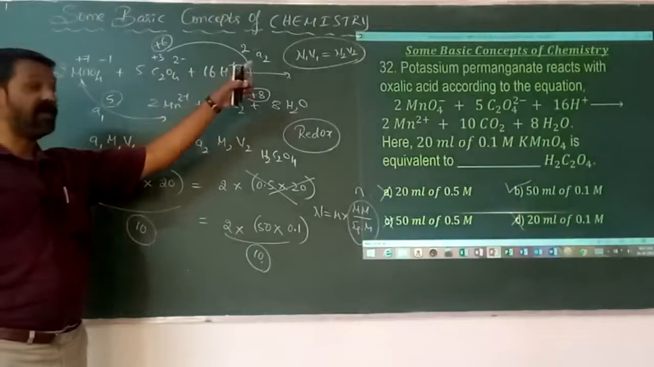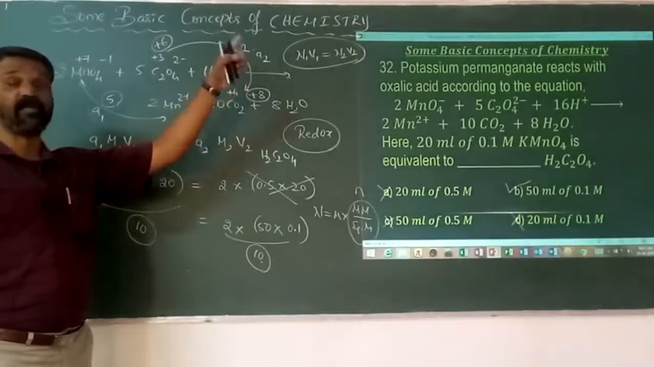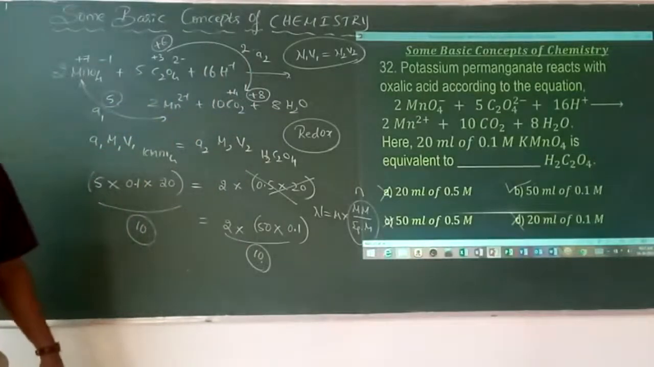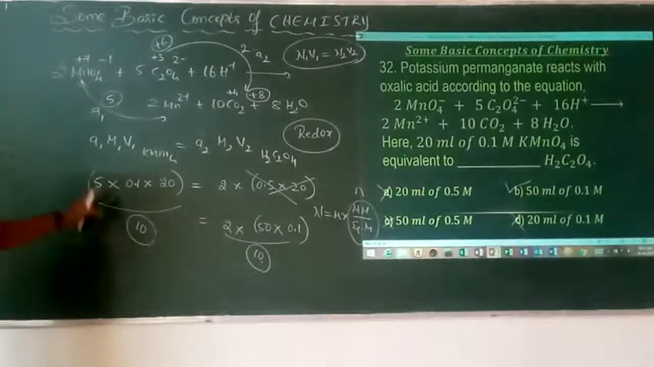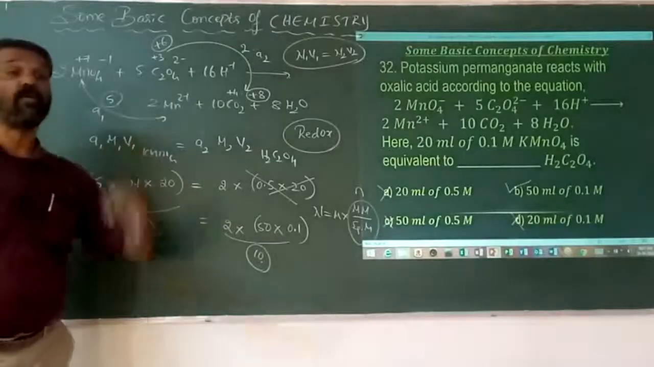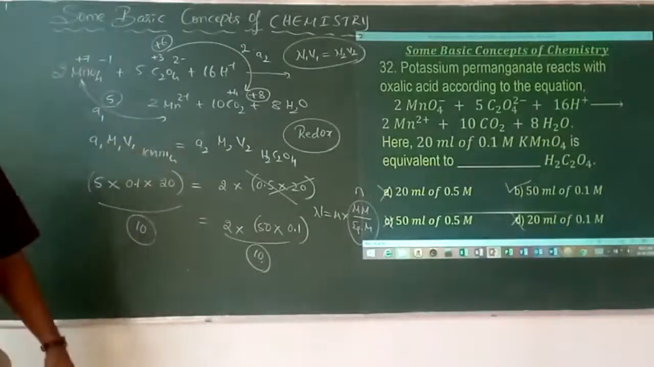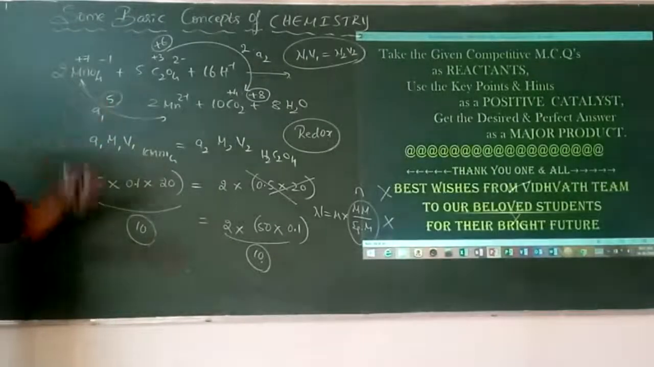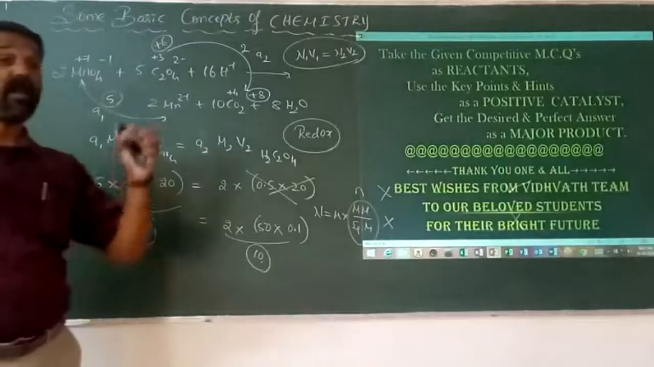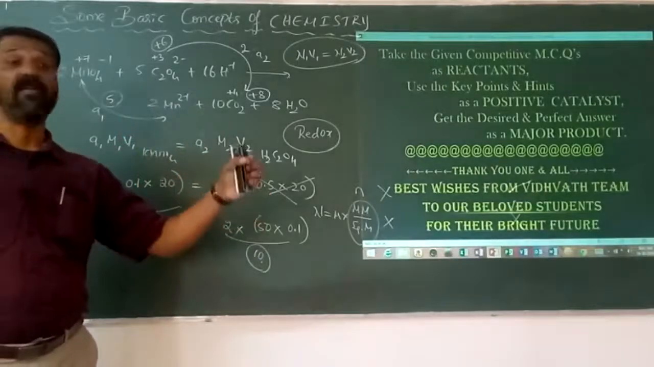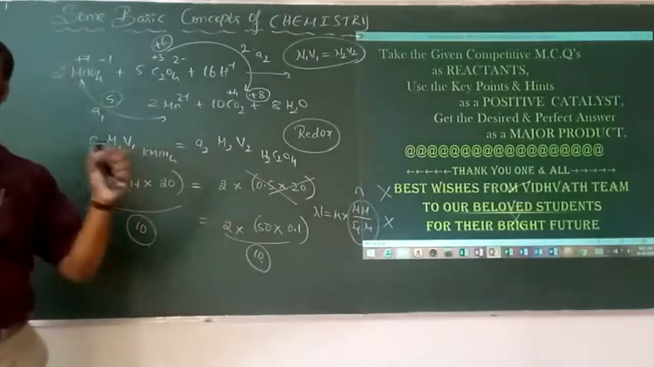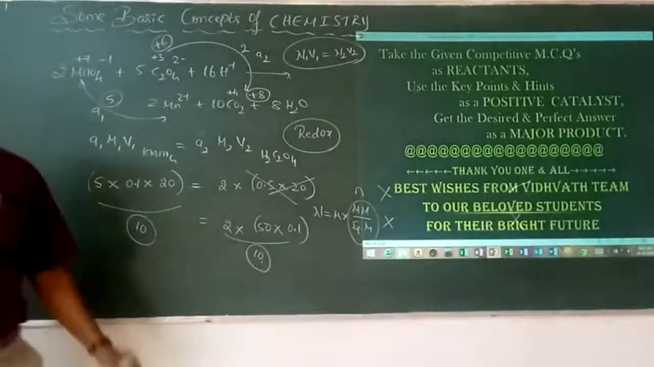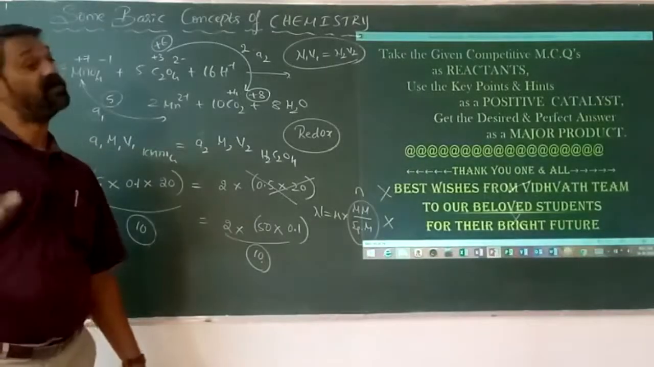If they are different, then you have to use the formula. In terms of normality, N1 V1 is always equal to N2 into V2. Suppose it is in the molarity concept, it is A1 M1 V1 is always equal to A2 into M2 into V2, where M1 and M2 refer to the molarity of the first substance and the molarity of the second reacting substance. What are V1 and V2? The volume of the first reacting substance and the volume of the second reacting substance.